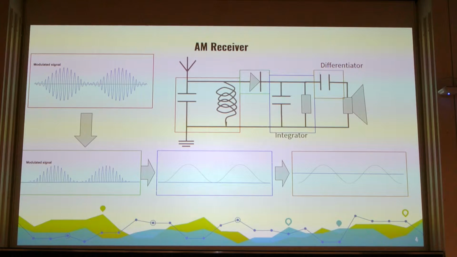Then you have a diode, like the green circle. It just cuts off the negative part and keeps the positive signal. Then you have an integrator that makes it into a sinusoid, and then you have a differentiator that shifts the baseline, and now you have a signal.